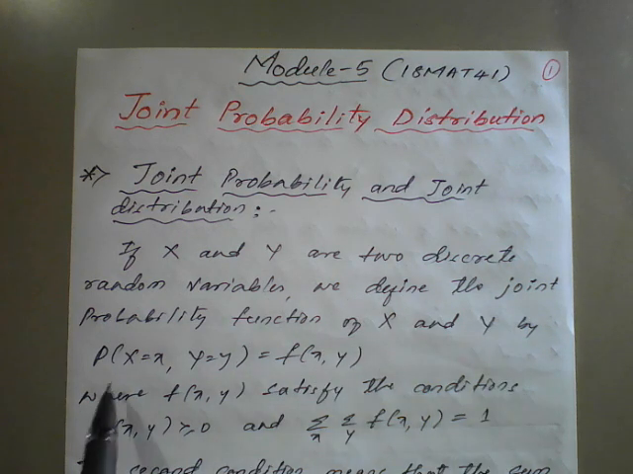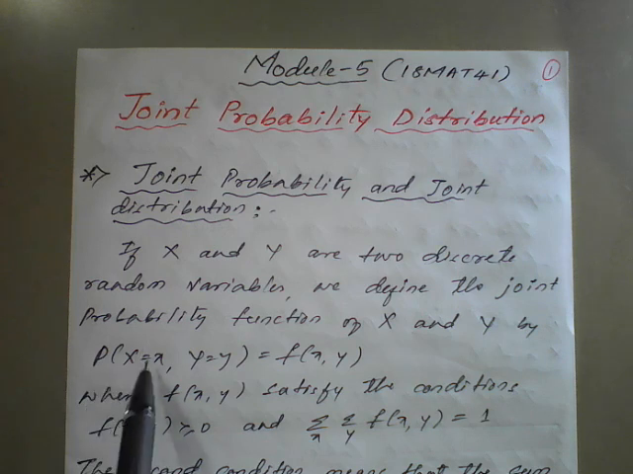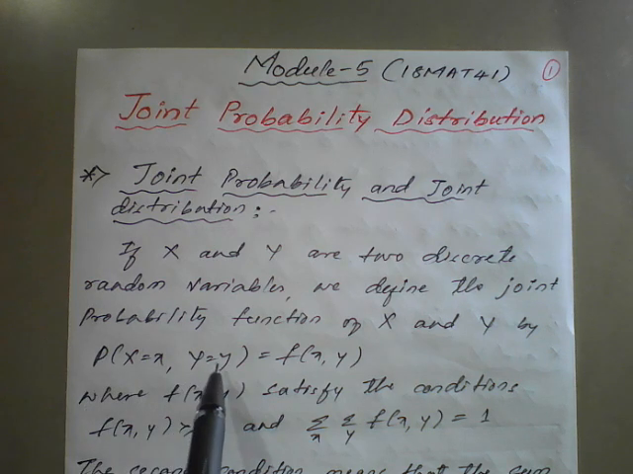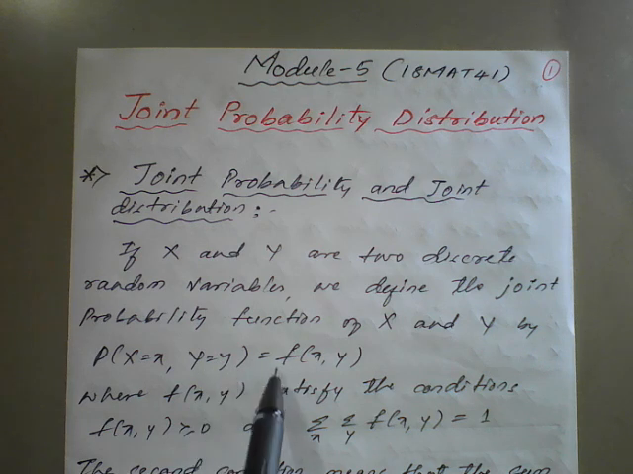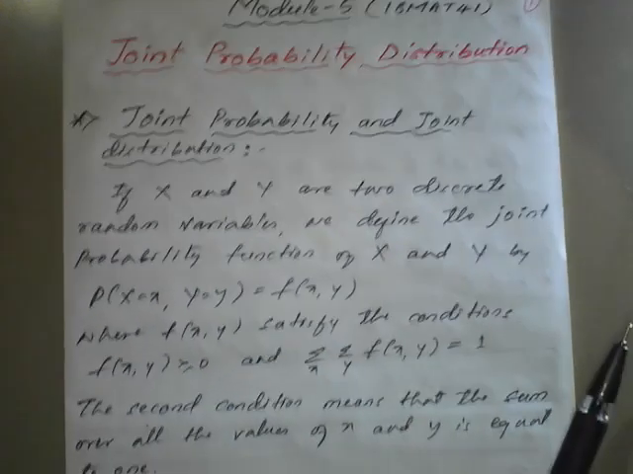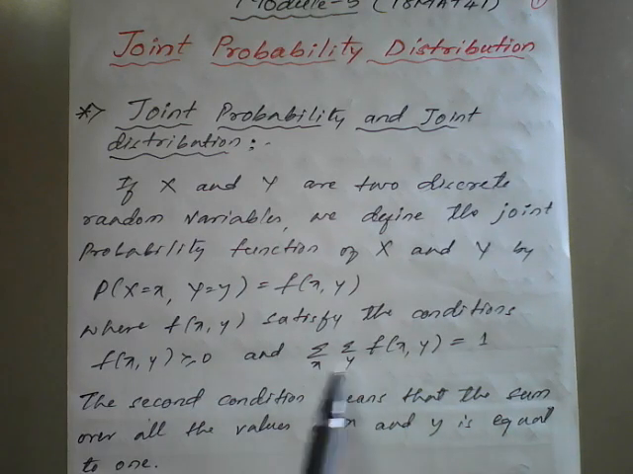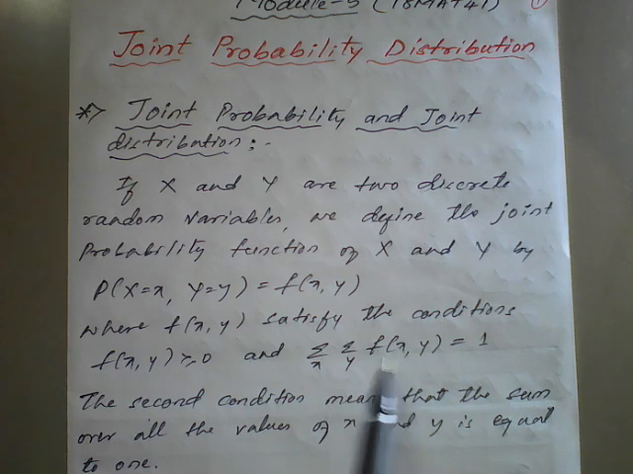That is, if x and y are two discrete random variables, we define the joint probability function of x and y by probability of capital X equal to small x and probability of capital Y equal to small y is equal to f of xy, where f of xy satisfies the conditions. So f of xy should be positive, that is greater than 0, and the summation over x as well as the summation over y of f of xy is always 1.